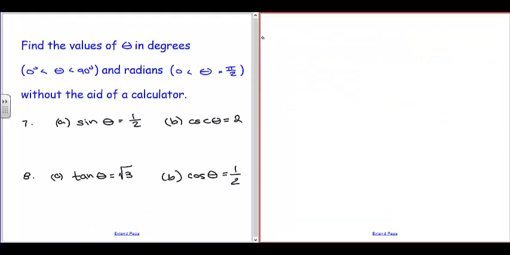Find the values. Okay, so what they're asking you to do is find the value of theta in degrees and radians without the aid of a calculator. And we're in this section called right triangle trigonometry, so we should try to do this using the right triangle.